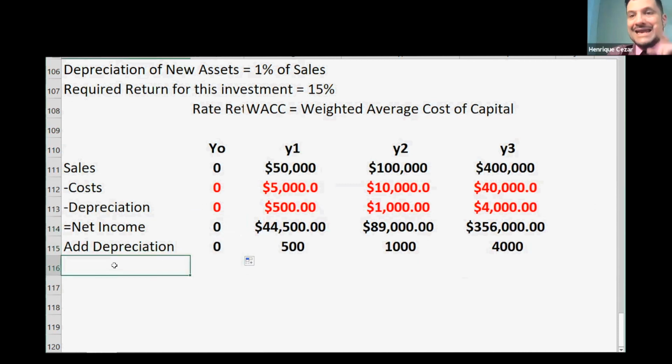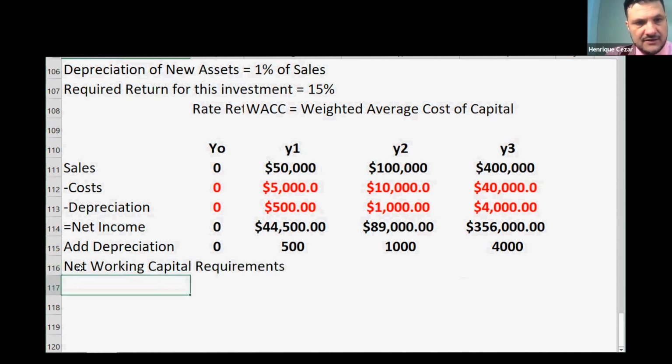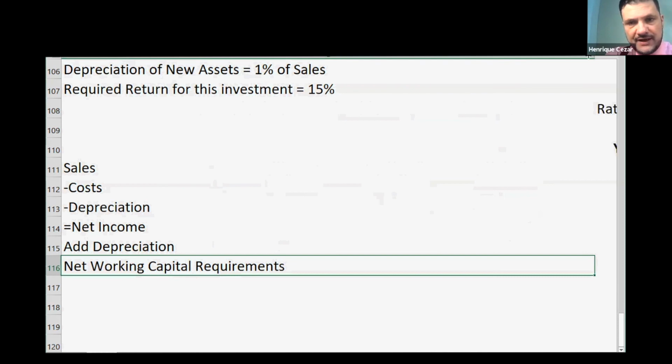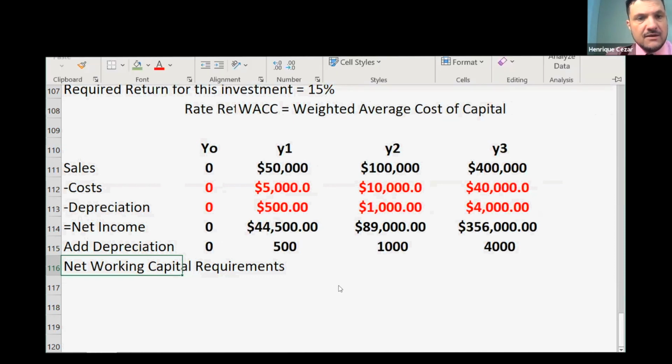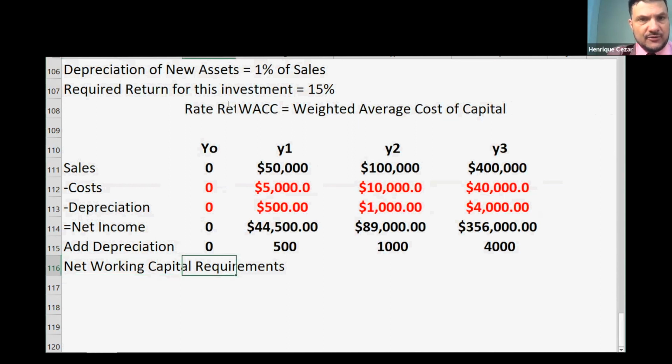All right. Now is the inventory requirement. Inventory requirements, you have a name for that and you need to memorize that. This is called net working capital requirements. Thinking about inventory, do you need inventory every year? Probably you do, right? You probably need inventory because you need to sell every year. So you're going to need net working capital requirements every year.